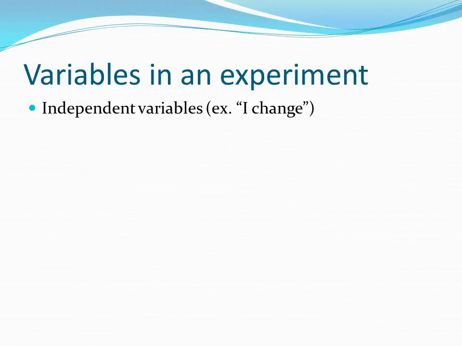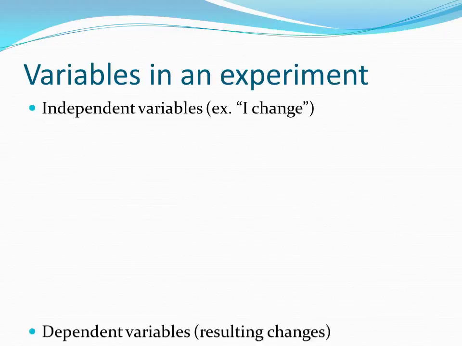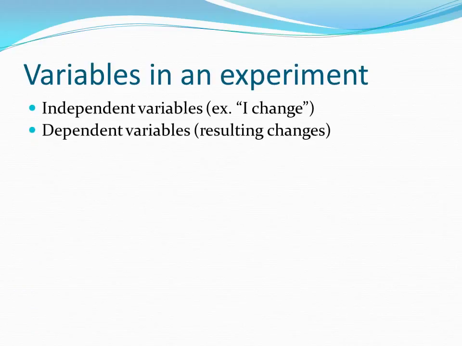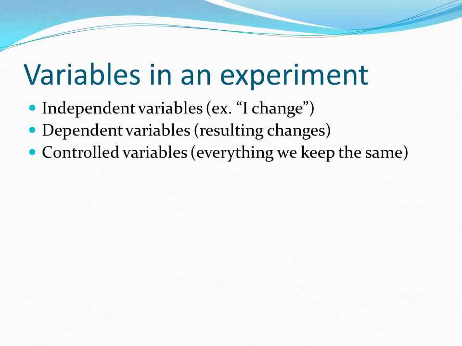Well, we're going to talk about 3 different kinds of variables. The first one are called independent variables. I want you to think of these as things that you change or I change, independent variables. Okay? Those are the things you're changing in the experiment. The dependent variables are the ones that are resulting changes based on what you're looking at. So dependent variables are the things you're measuring in the experiment. Control variables are really everything that's kept the same. Okay?